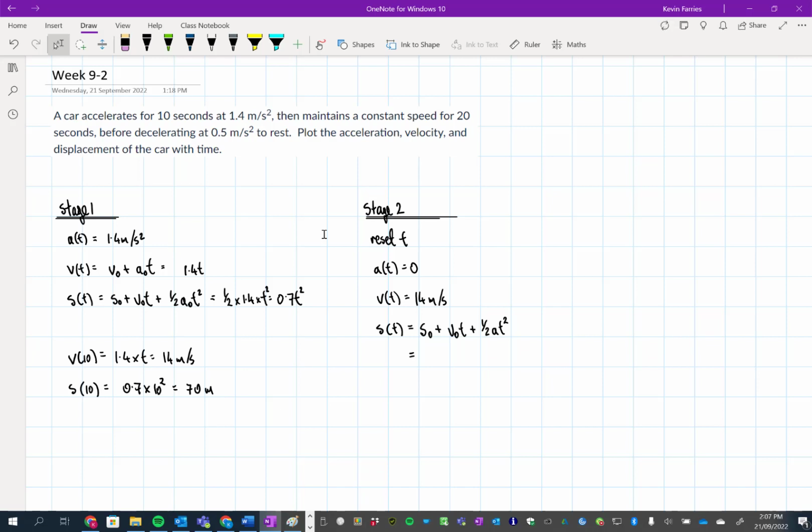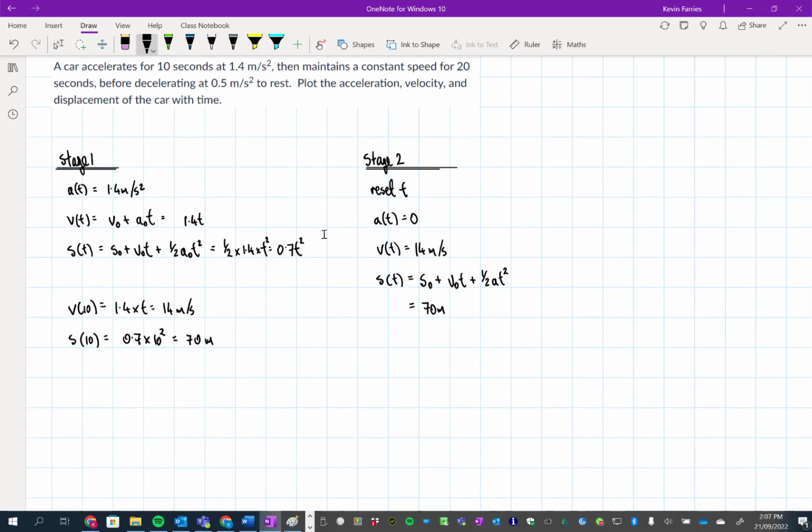Now, S naught, we just calculated that, it's going to be 70 meters. Then V naught times t, so it's 70, let me not put my units in the equation, plus the velocity at the start of the stage was 14 meters per second, and I times that by t. It's constant velocity, so the acceleration, this should really be a naught, is just going to be 0, and so this whole term is going to disappear. So the displacement at time t is just going to be 70 plus 14 times t.